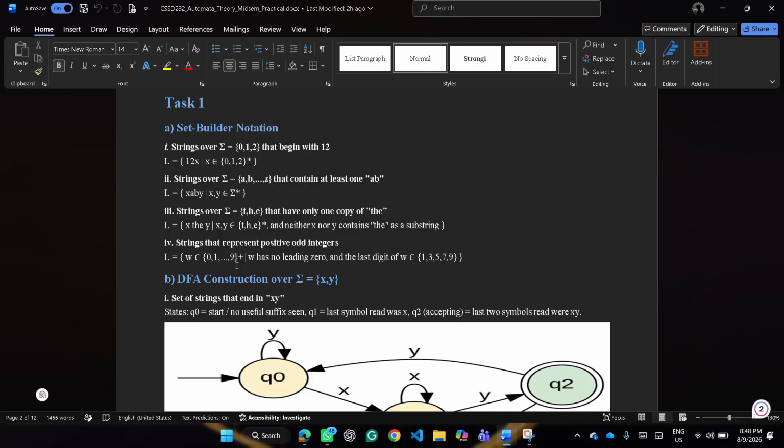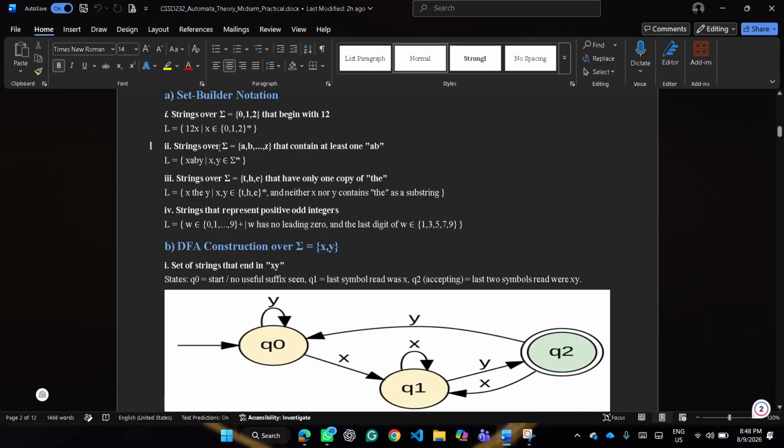I did the same thing for the fourth: strings that represent positive odd integers. I treated it as a string over the digits 0 to 9 with two conditions. First, no leading 0, because otherwise it wouldn't be a normal way to write a positive integer. Second, the last digit has to be one of 1, 3, 5, 7, 9, because that is what makes a number odd.